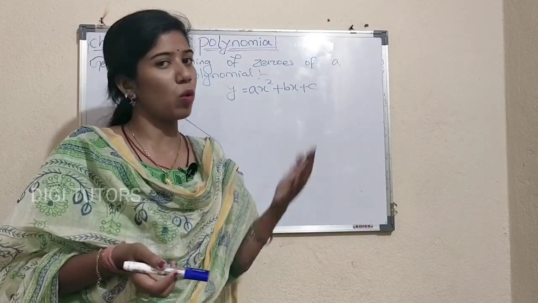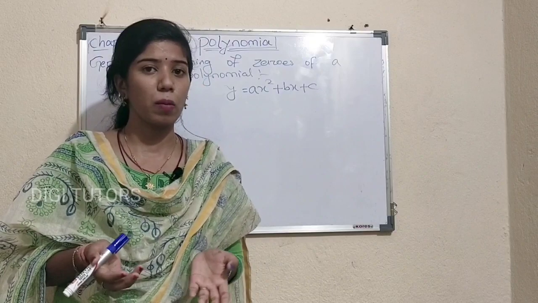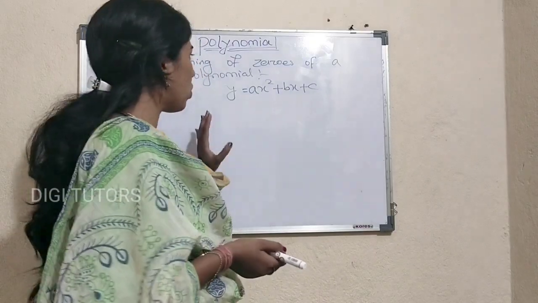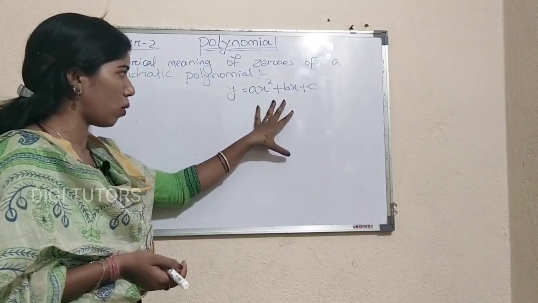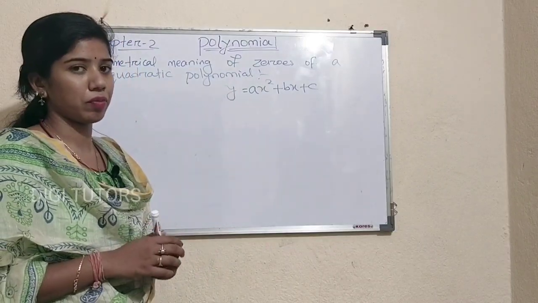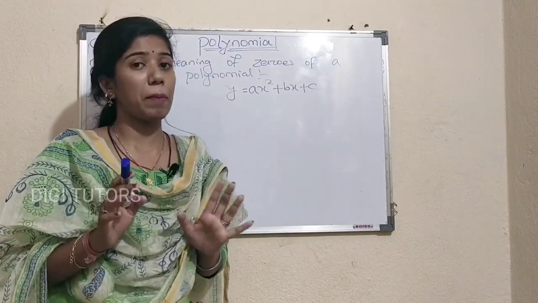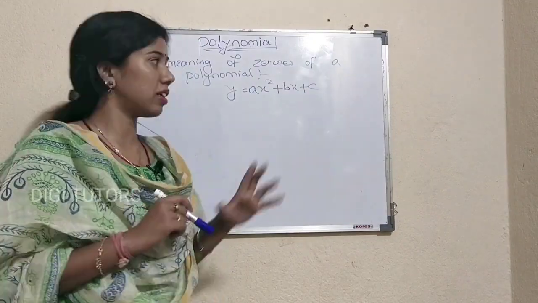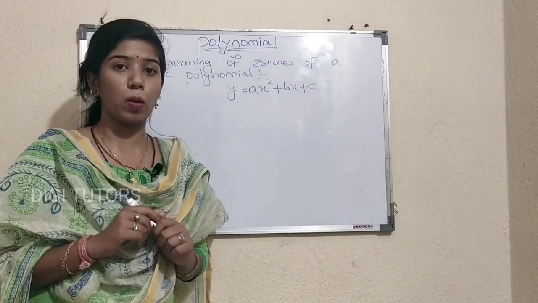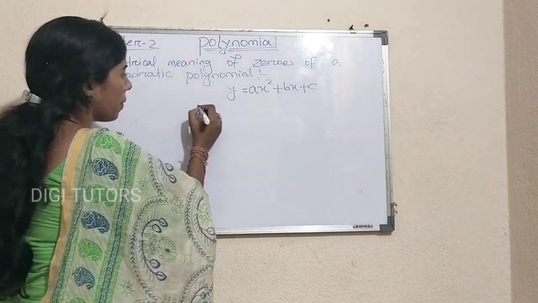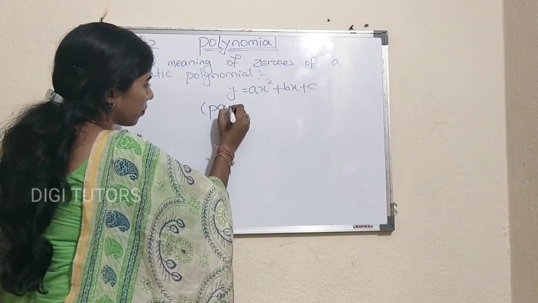In the previous class we plotted the graph of a linear polynomial. Today we do the quadratic polynomial. How do we represent it graphically? In a linear polynomial the shape is a straight line, but in a quadratic polynomial the shape is a parabola. What is the shape? Parabola.